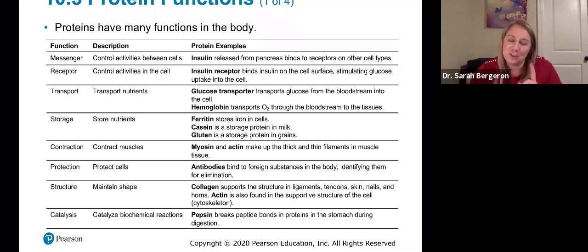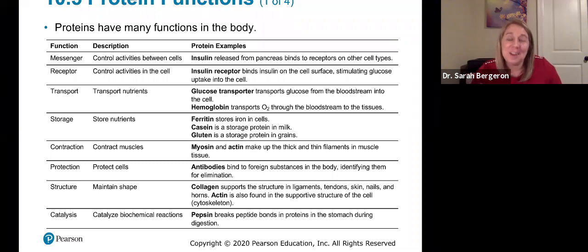contraction requires two proteins, myosin and actin, and myosin and actin make up the contractile units inside of muscle cells that allow our cells to contract, and then you get muscles, if you actually had muscles.